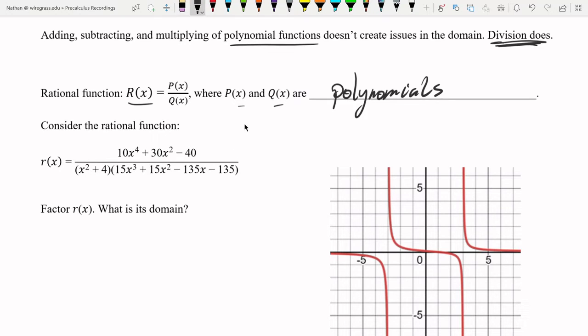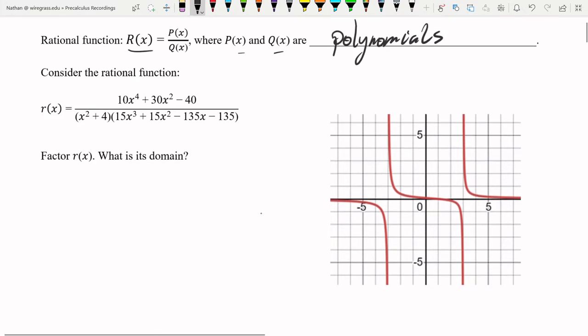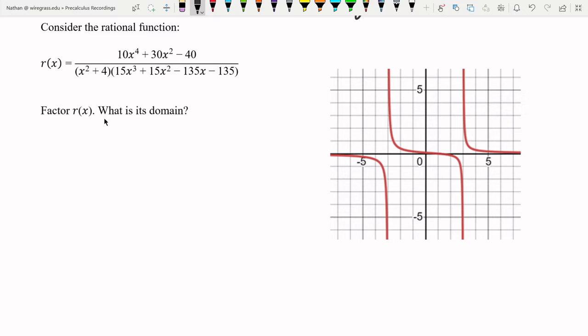Because that is going to create issues. So let's go ahead and factor this. Whenever you're working with rational functions specifically, but polynomials too, factoring is going to be a key thing to do. So let's factor the top and bottom, though really we are concerned about the denominator. When does that equal zero? But I'll factor both. On the top, I'm going to take a 10 out of there. That's going to give me x to the fourth plus 3x squared minus 4.